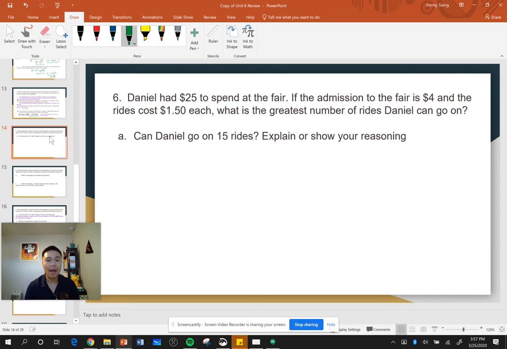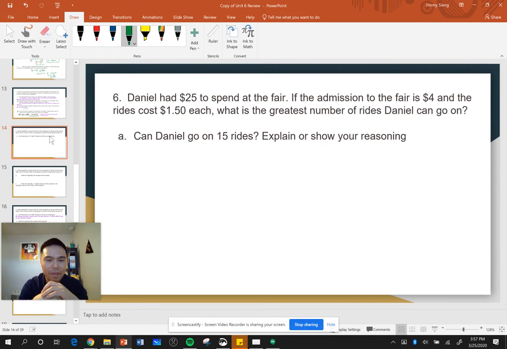So we know that the maximum amount of money he has is $25, right? He doesn't have 25.5, doesn't have 25.80, doesn't have $26. He has $25, okay? So looking at that, I can think, oh, well, how much is each ride?